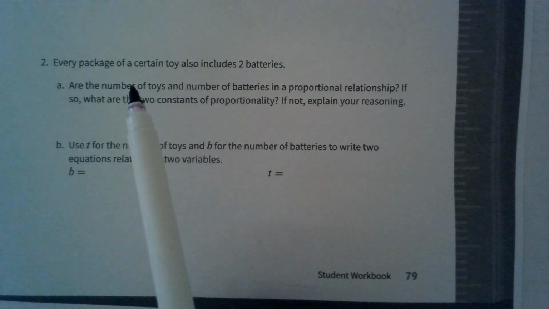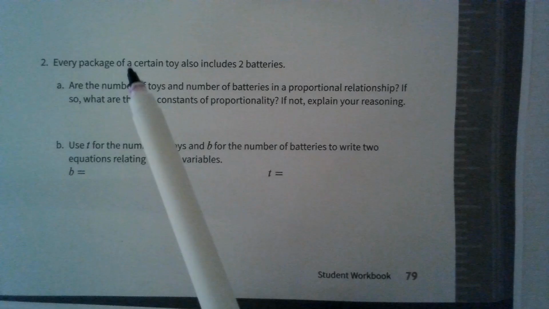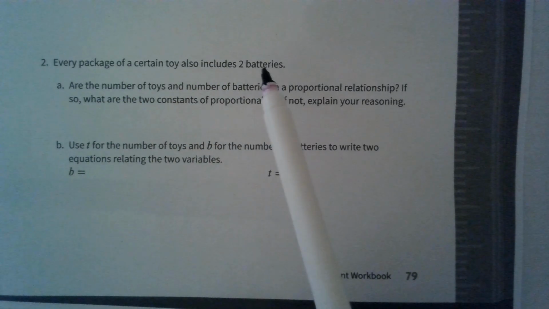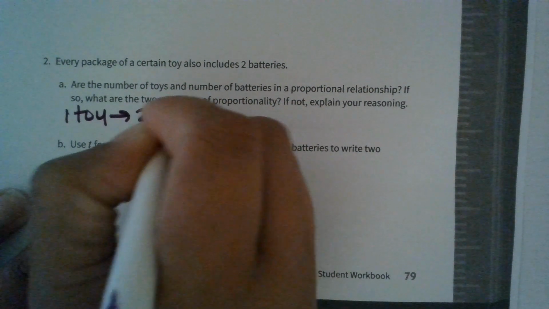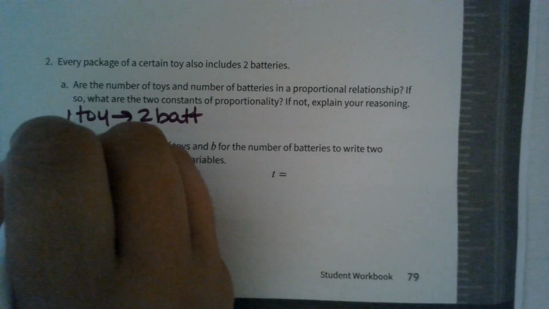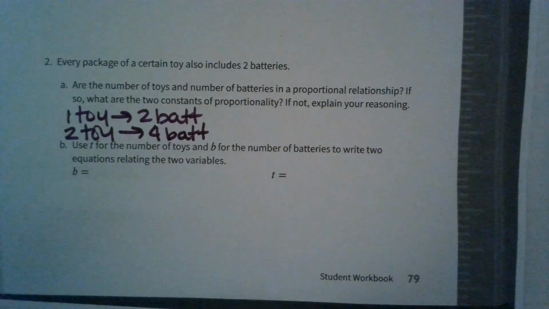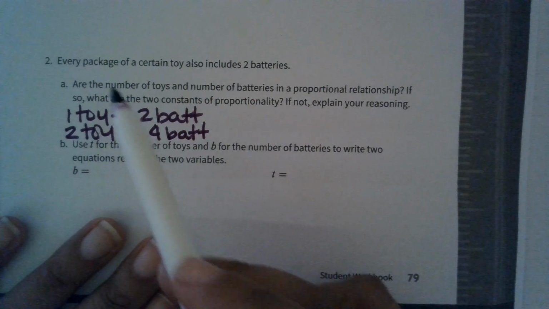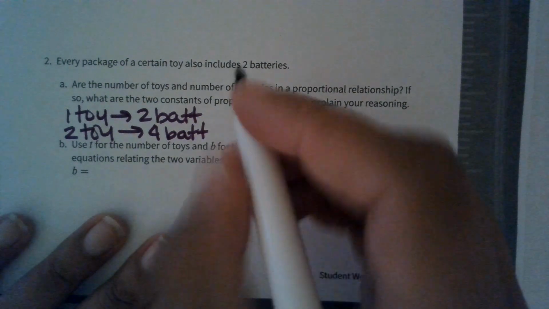Are the number of toys and the number of batteries proportional? They said for every package of a toy, for every 1 toy, it has 2 batteries. So for instance, if I have 1 toy in a box, it has 2 batteries. What if you have 2 boxes now, because there's 2 toys, that makes 4 batteries. So, is this a proportional relationship? In this scenario, yes. So are the number of toys and batteries proportional? You need to say yes to answer that first part.